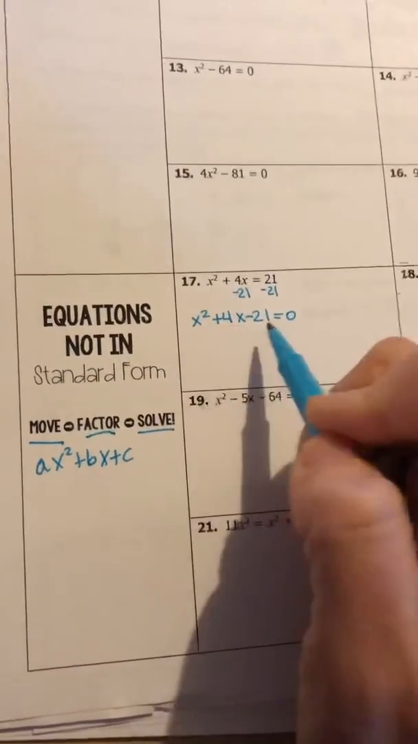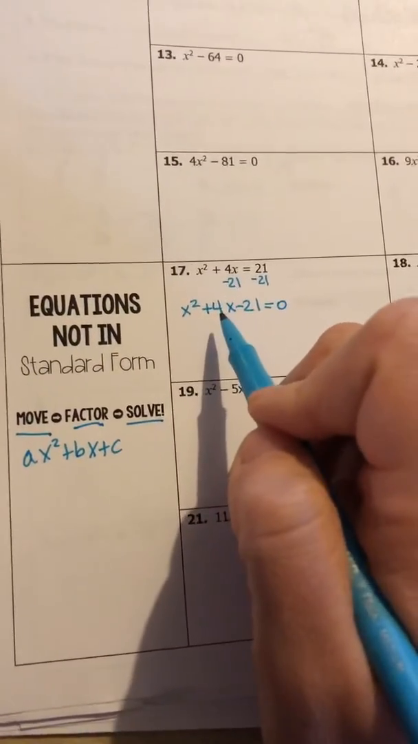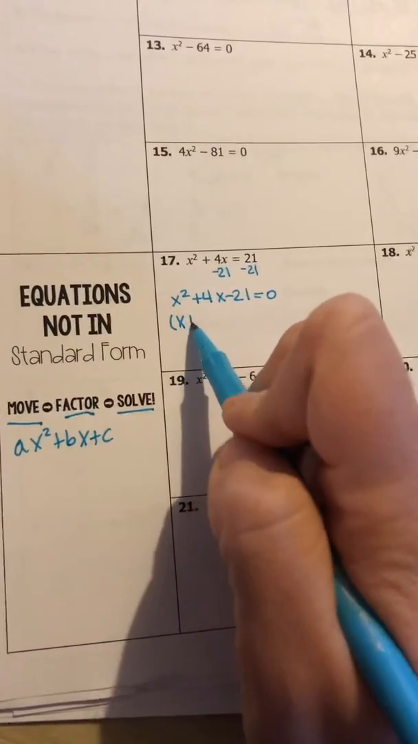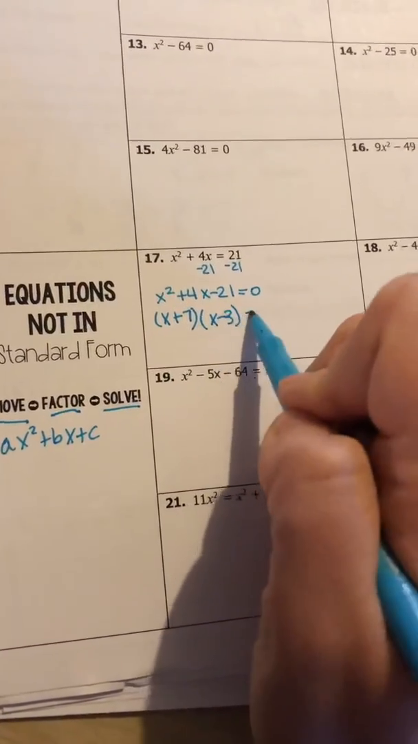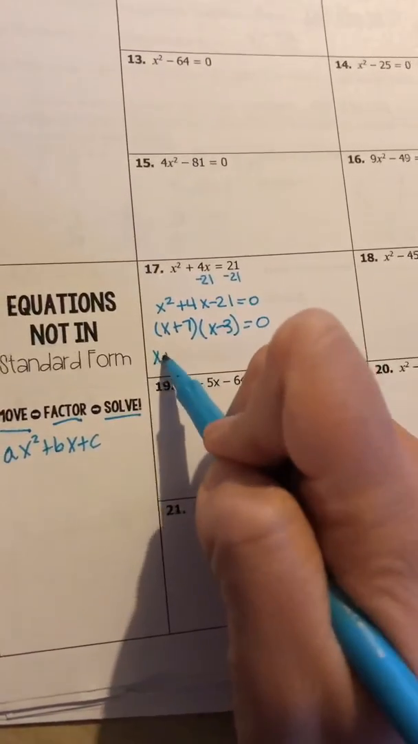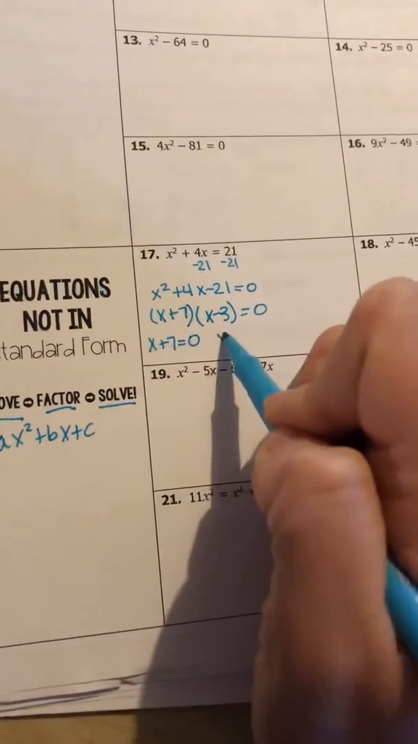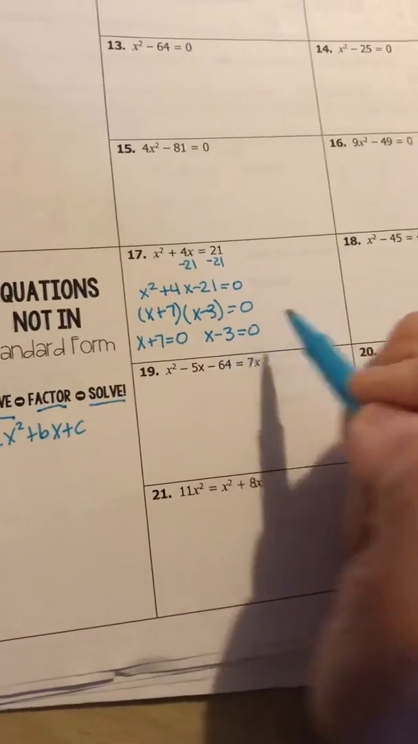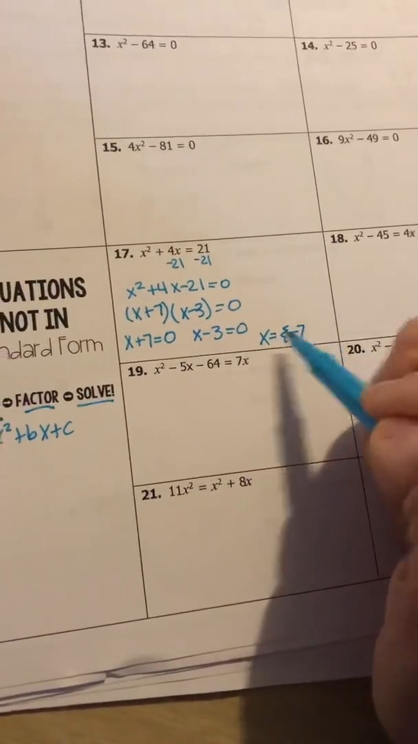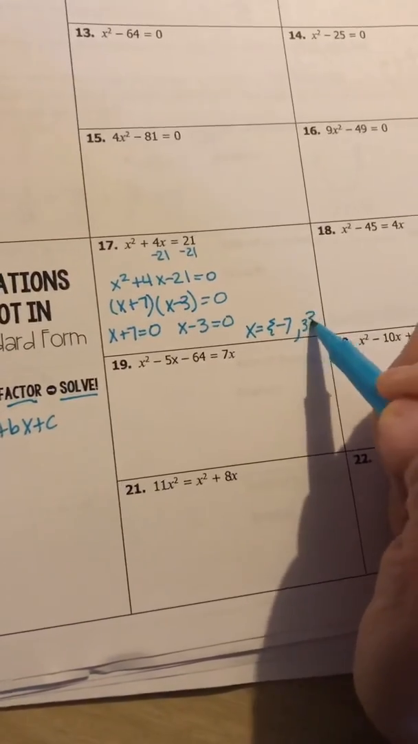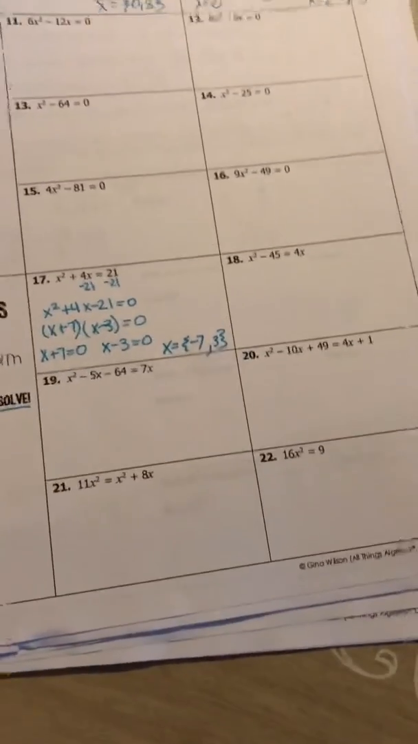So now what multiplies to make negative 21 and adds to make a positive 4? That is x plus 7 and x minus 3. Set them both equal to 0 and solve. So x is going to be negative 7 and a positive 3. Cool? Okay. Good luck.